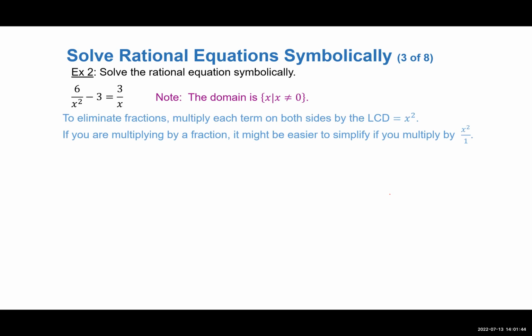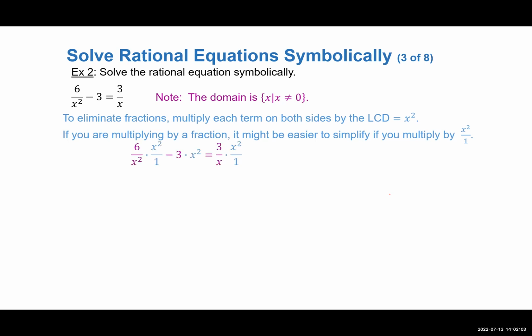So we do need to eliminate those fractions. If we were to do that, you probably remember this method from a long time ago, but to get rid of the fractions, you multiply by the greatest common factor of all of them. So multiply everything we have here by x squared.